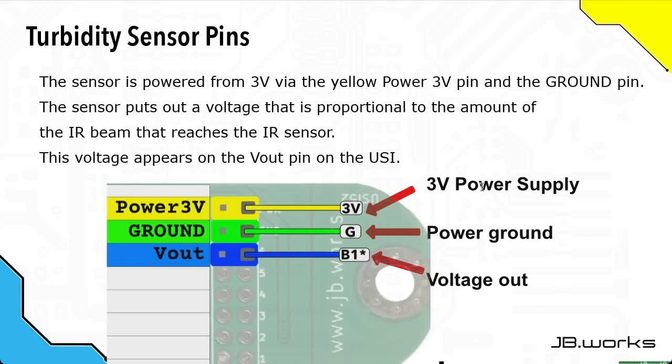The turbidity sensor itself has 3 pins on the USI. You've got the yellow 3-volt pin, green ground pin, and the blue voltage out pin. Now the voltage out pin is essentially the way that you get the reading from the turbidity sensor. And what we'll see later on is you see a voltage on this pin that is directly proportional to the turbidity of the substance that you're measuring.